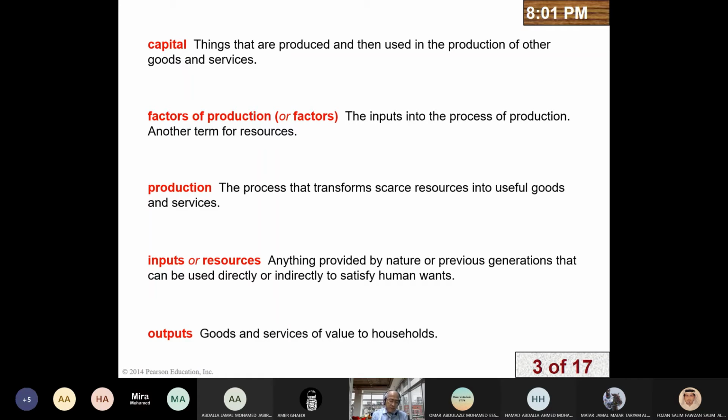For example, Saeed Abdullah has a Pepsi Cola factory. He will purchase capital goods. He will purchase machines to use them to produce Coca-Cola. Coca-Cola is output.